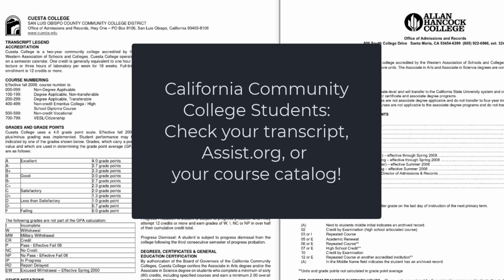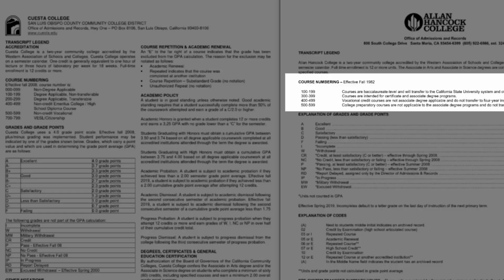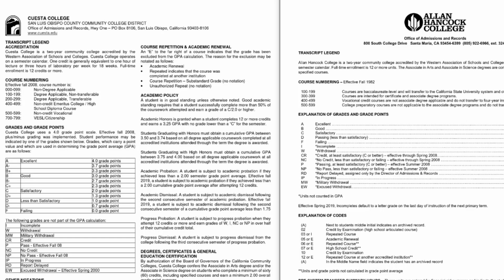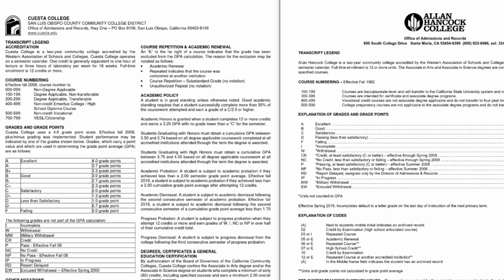If you're a California Community College student, you can turn over your transcript, you can look up your school's course catalog, or you could use assist.org. You should be able to see, based on the numbering convention of your coursework, whether that course is CSU transferable or not. You'll see here at Allan Hancock College, any course number 100 through 199 can transfer to the CSU system. Over at Cuesta, anything 200 to 299 is transferable. Above or below that, not so much.